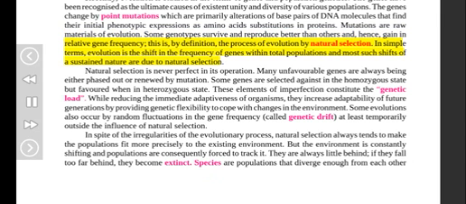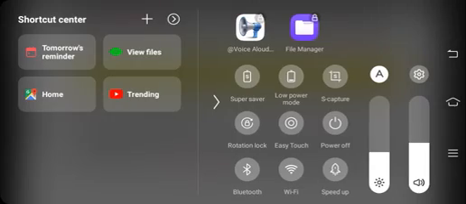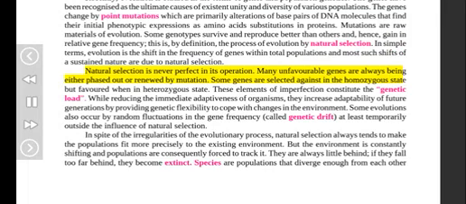In simple terms, evolution is the shift in the frequency of genes within total populations, and most such shifts of a sustained nature are due to natural selection. Natural selection is never perfect in its operation. Many unfavorable genes are always being either phased out or renewed by mutation. Some genes are selected against in the homozygous state but favored when in heterozygous state.